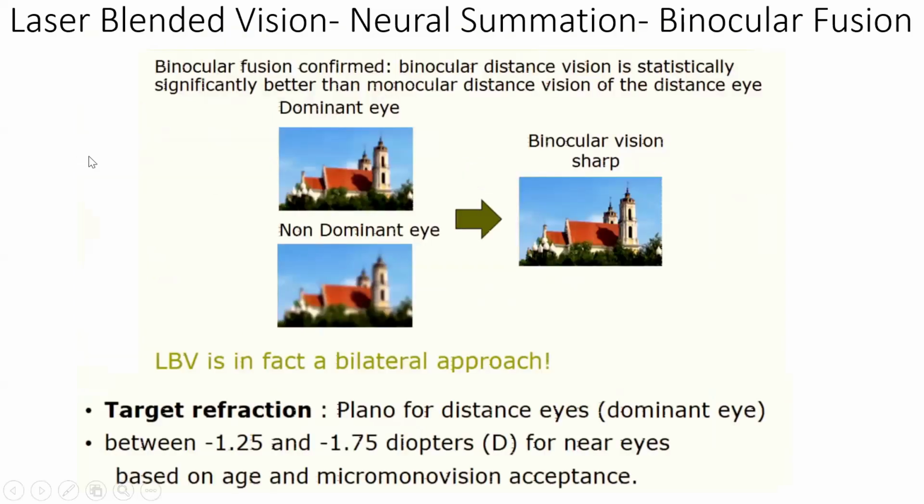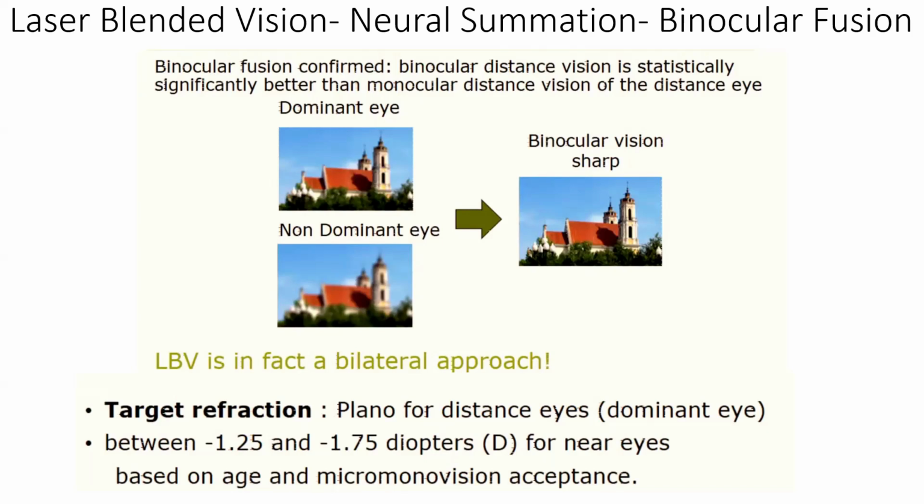So laser blended vision especially is using the brain to do half the work, neural summation and binocular fusion. So this is how it is eventually going to look. So now about treatment planning in PresBeyond. In PresBeyond, the target refraction is plano for the distance eye, I mean the dominant eye. And between -1.25 to -1.75 diopters for the near eye, based on the age and micromonovision acceptance.